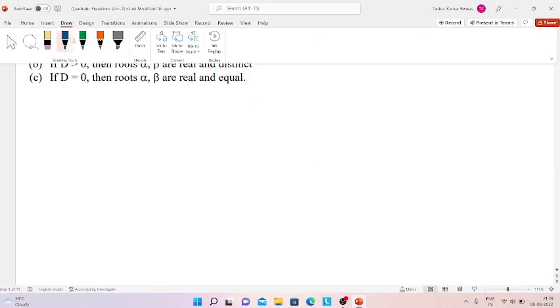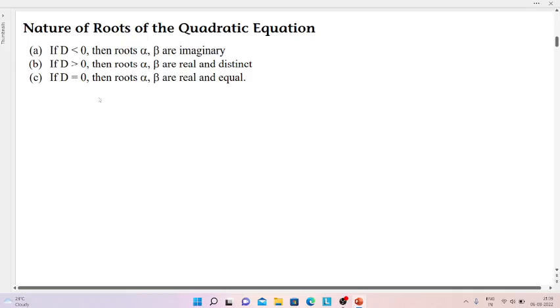I have already told you in the first lecture that for the case of d less than 0, the roots will become imaginary. For the case d greater than 0, the roots will become real and distinct. We will discuss this in a later one. And for the case of d equals to 0, it will be real, right? I'm just writing down this condition.